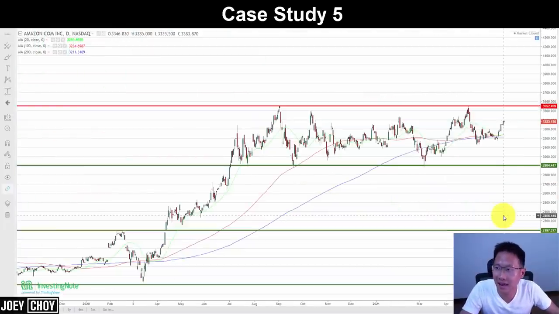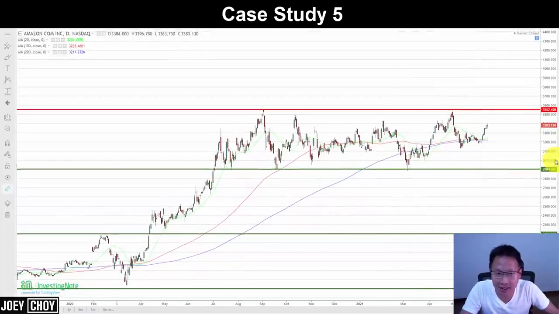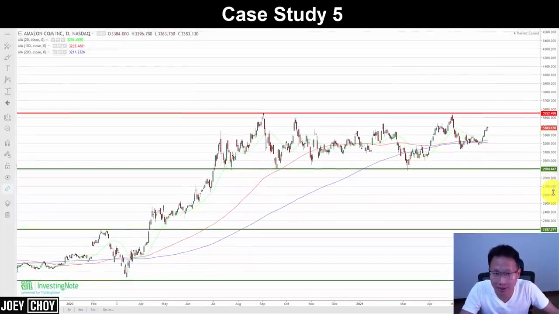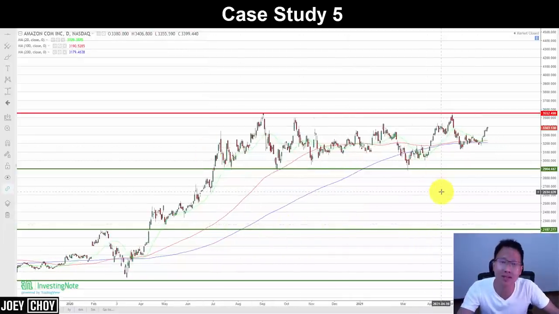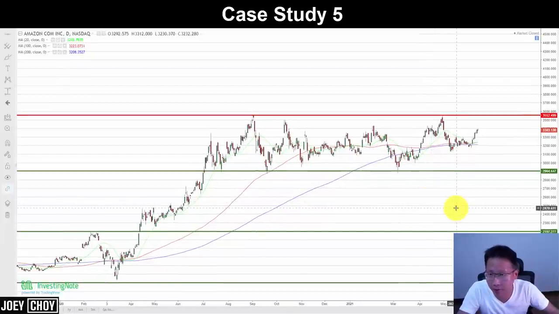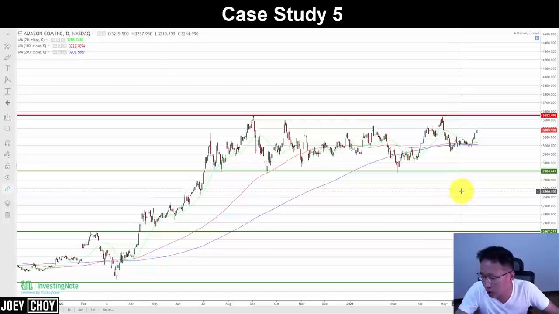So another case study, Amazon, right? Right here, you can see we have been consolidating for about a year, from that 2009 to around that 3,600 level. So uptrend-wise and long term, it still looks okay, but we are just consolidating sideways for about a year. So let's see if you can spot any of those candles which can indicate a rebound or a reversal.